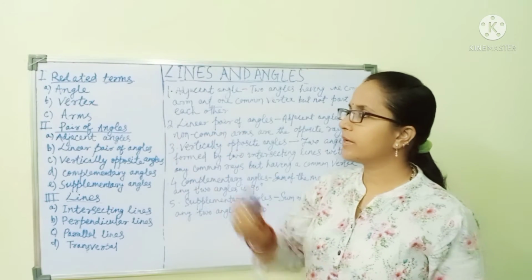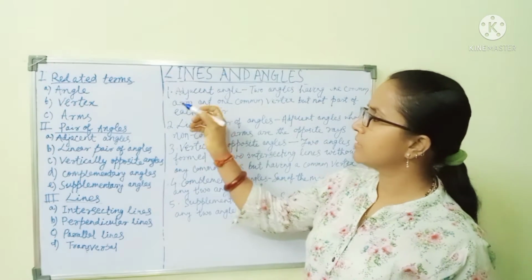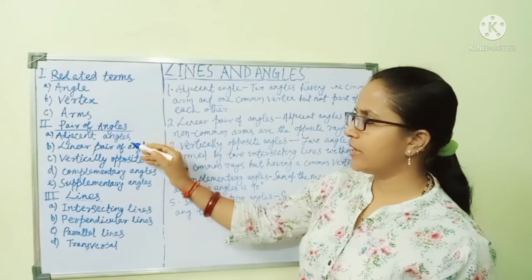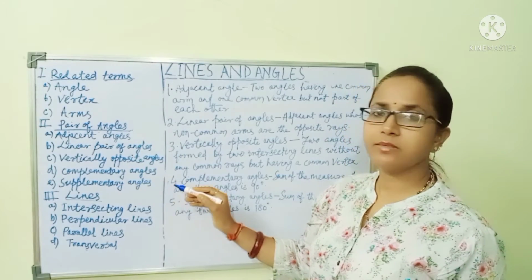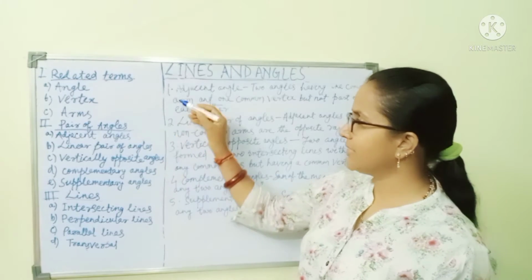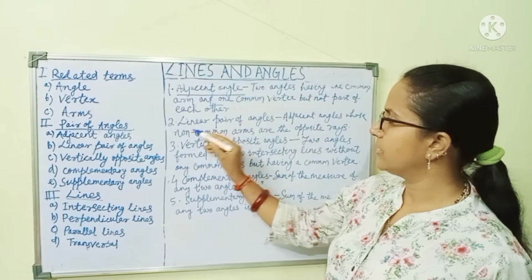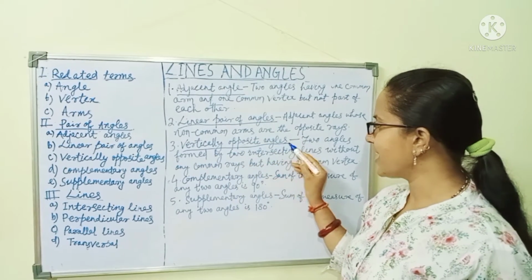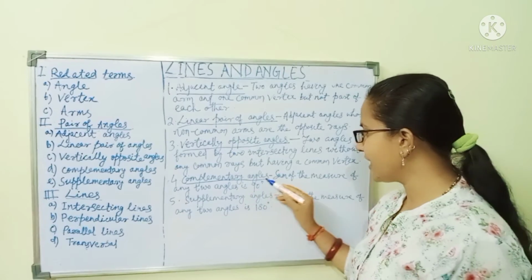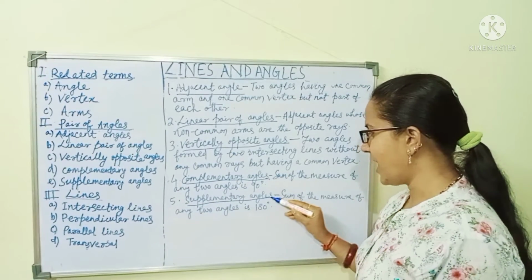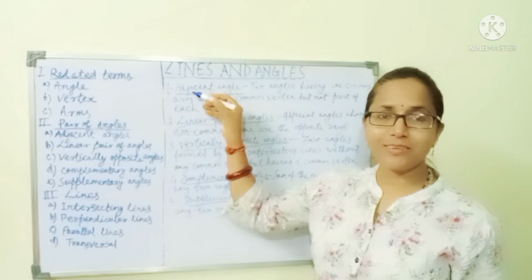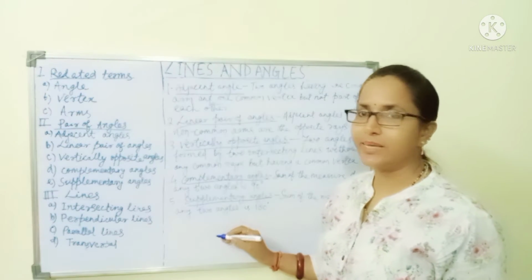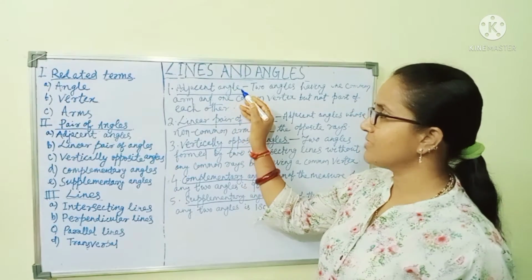So now I'll discuss the pair of angles. In pair of angles, there are 5 types of angles present. What are they? Adjacent angle, linear pair of angles, vertically opposite angles, complementary angles, supplementary angles. I'll discuss them one by one by showing the figure.